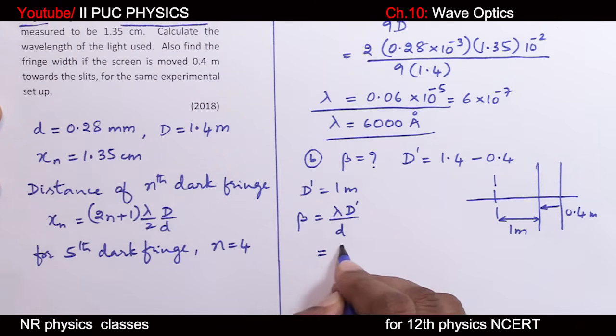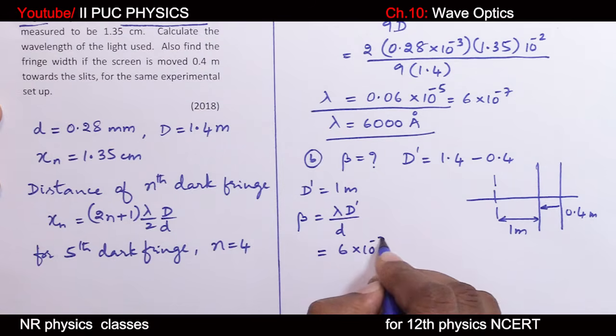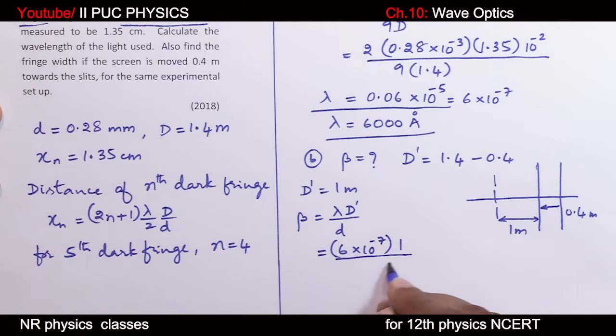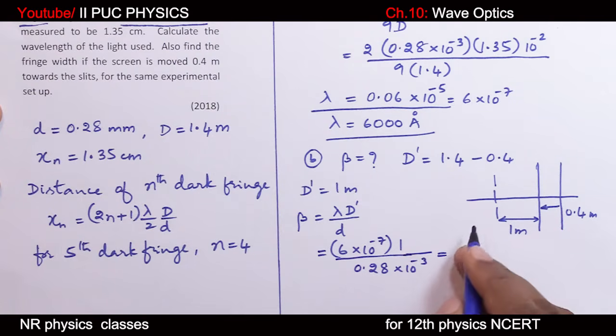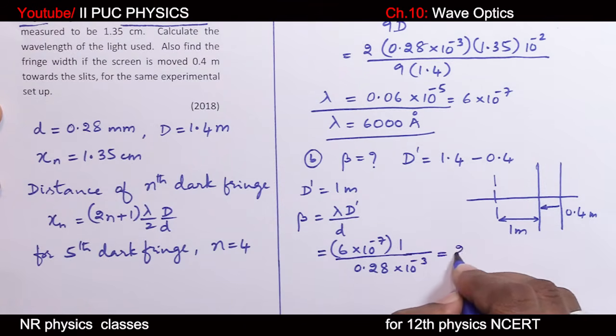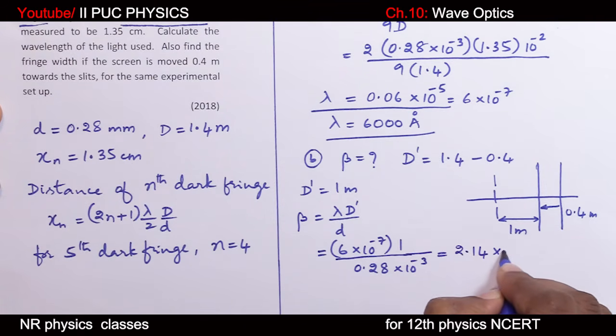lambda D' by small d. Lambda is 6000 angstrom, 6 × 10^-7. D' is 1 meter, small d is 0.28 millimeter. Milli is 10^-3. Students, don't forget this milli, 10^-3. Okay. Simplify this. It turns out to be 2.14 × 10^-3 meter.